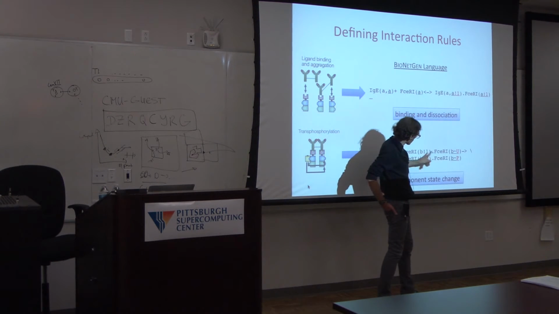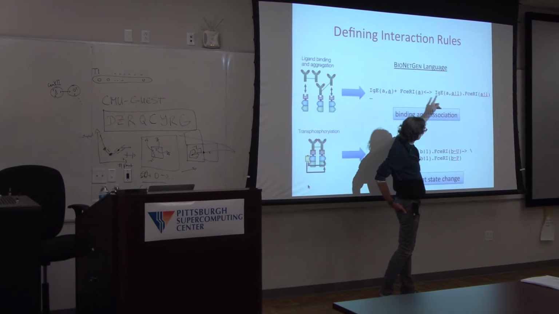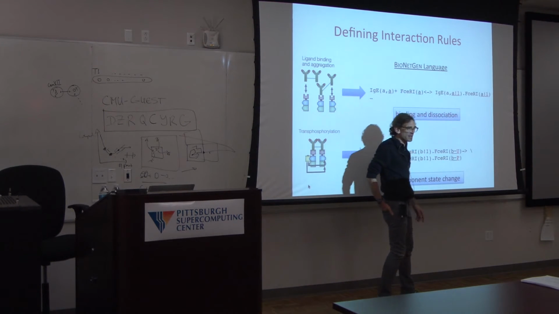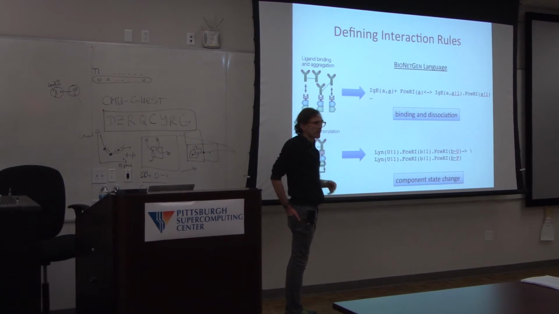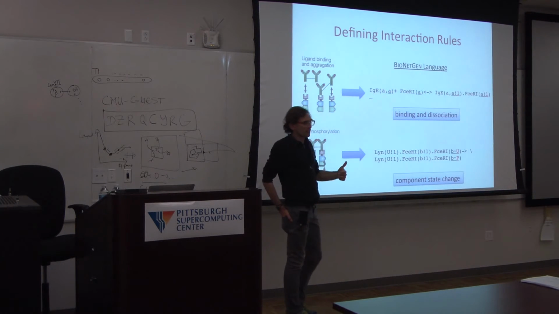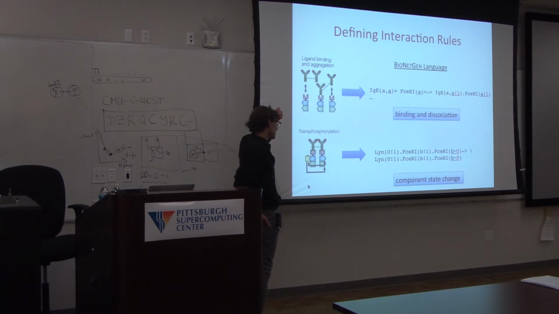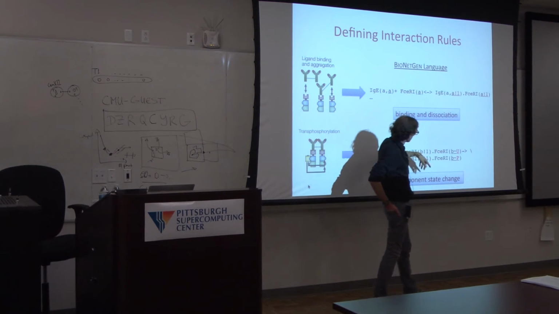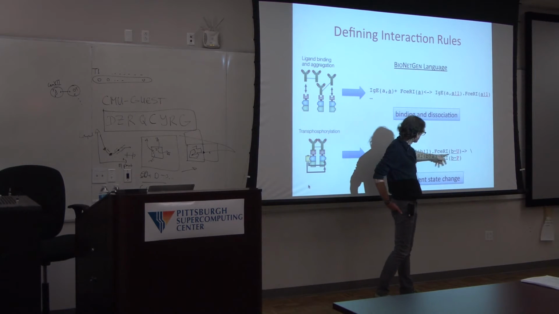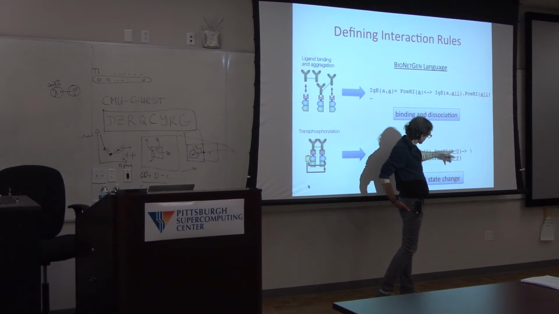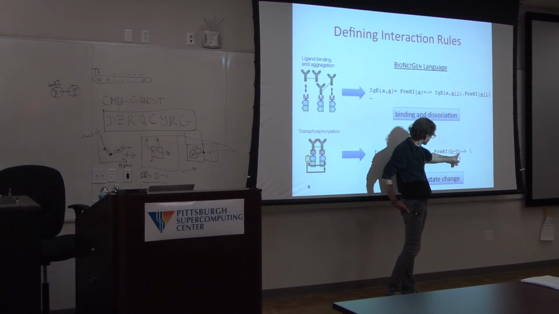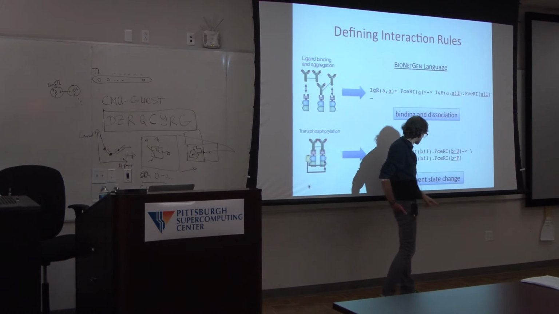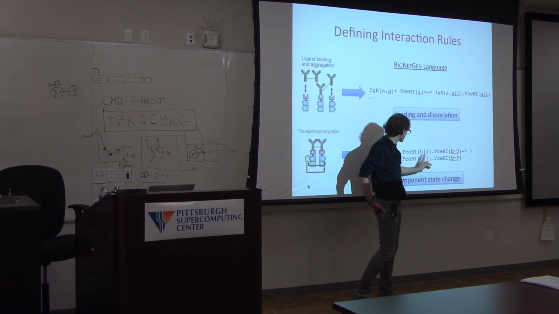I just wanted to show an example of a component state change. Binding and unbinding and component state change represent a large fraction of the kinds of rules you're likely to write. The other kinds of rules would be synthesis and degradation. We'll talk about those a little later in the lab, where you make a molecule or destroy a molecule. But for many purposes, these are the 2 main kinds of reactions you're going to be making. Here, the only thing this rule does is change the state of the receptor beta subunit from unphosphorylated to phosphorylated, but it has all this other context associated with it.